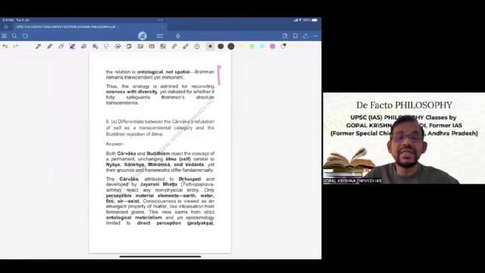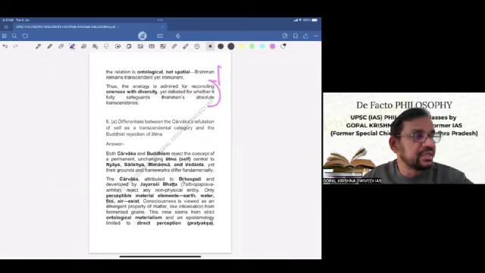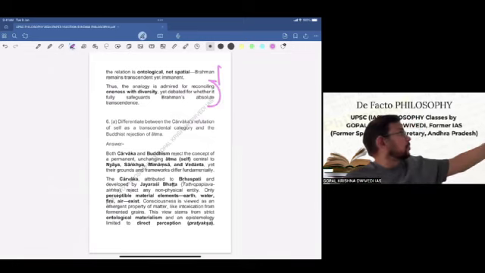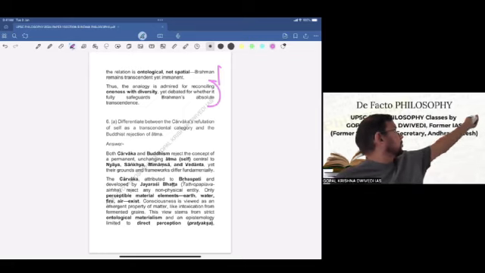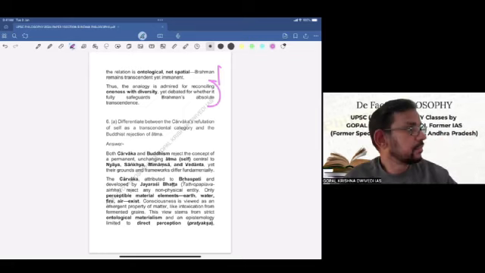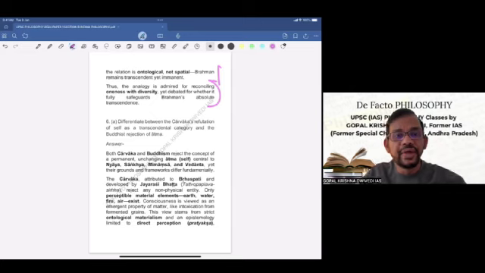Thus, the analogy is admired for reconciling oneness with diversity, yet debated for whether it fully safeguards Brahm's absolute transcendence. So these concluding remarks conclude the whole thing that is mentioned there. Okay, now we'll go to the next question, that is the sixth question.